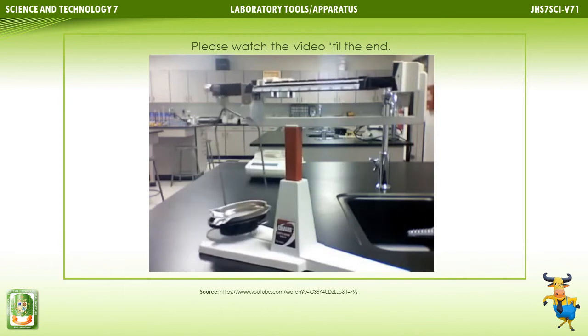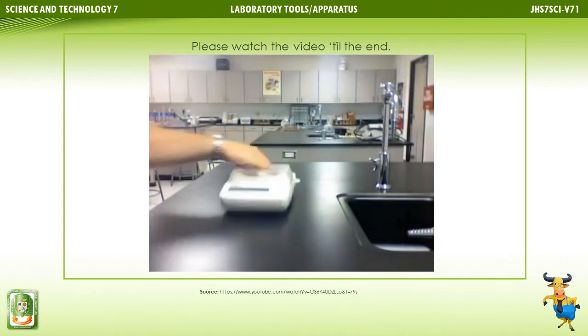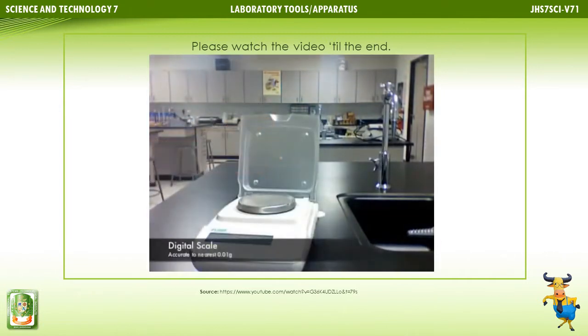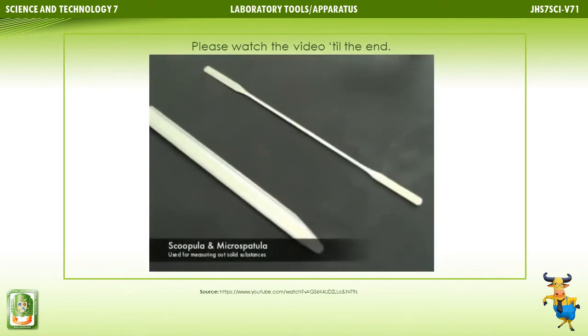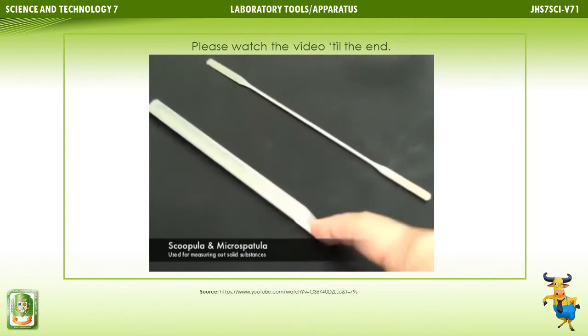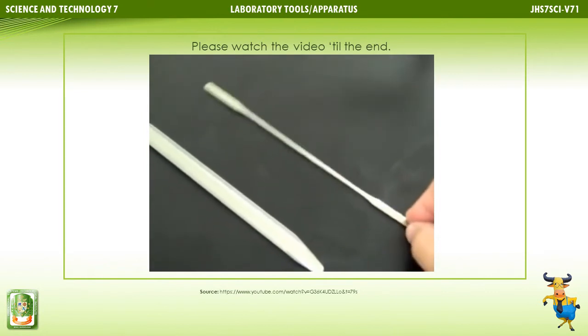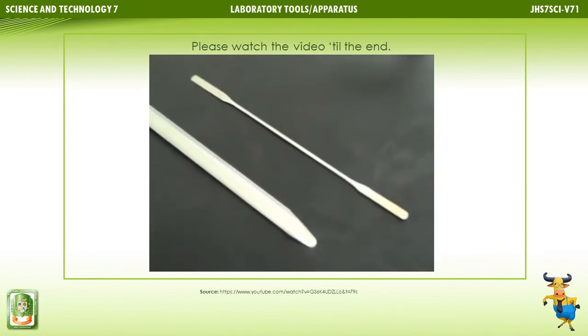When we're not using the triple beam or the quad beam balance, what we'll be using is the handy dandy electric scale, which also measures to the nearest 100th of a gram. The two instruments you see here are a scoopula, which has a curved shape, and a micro spatula. The micro spatula is used for measuring out small amounts of material.